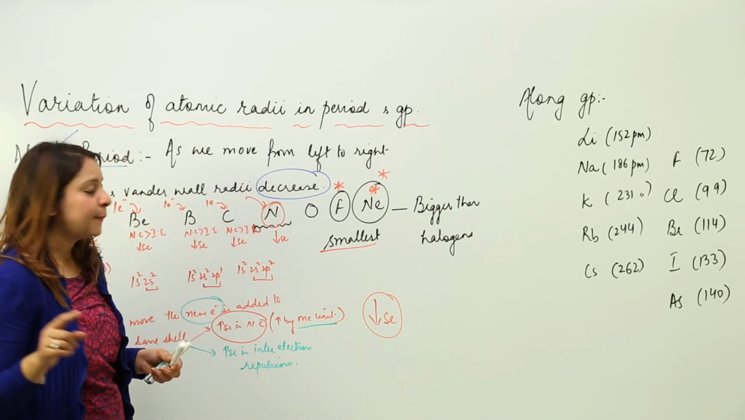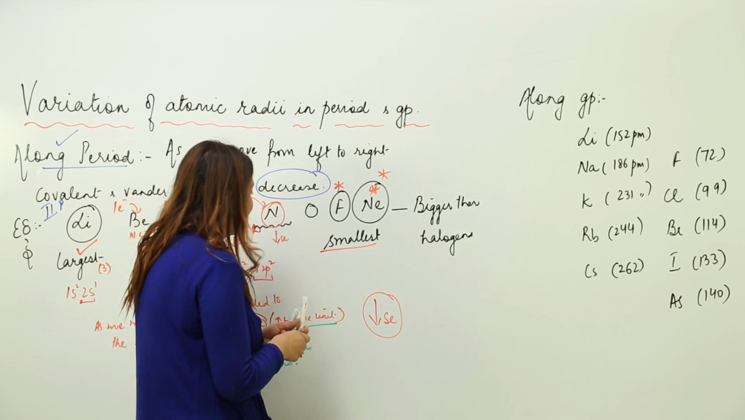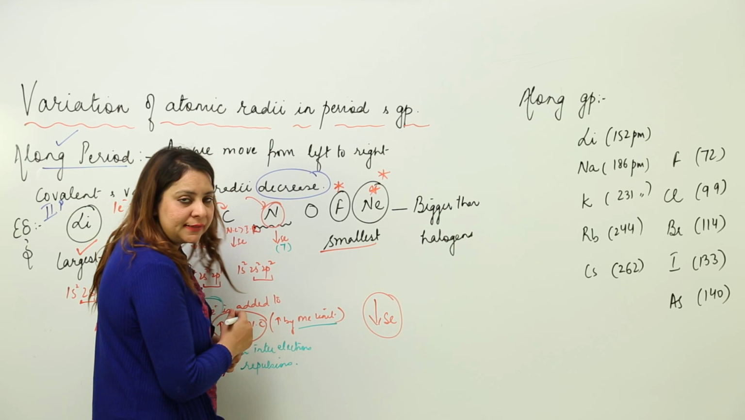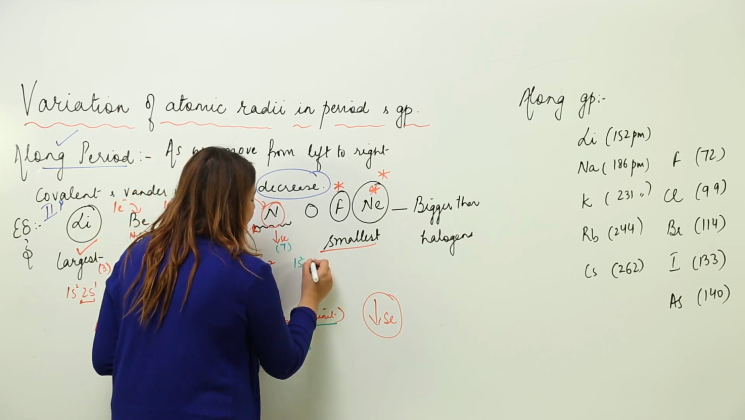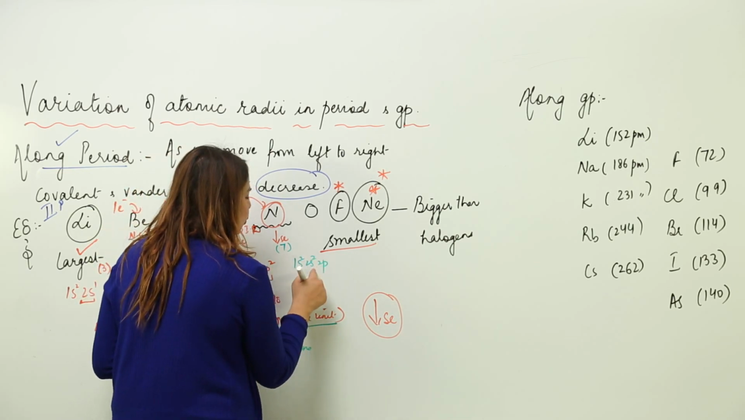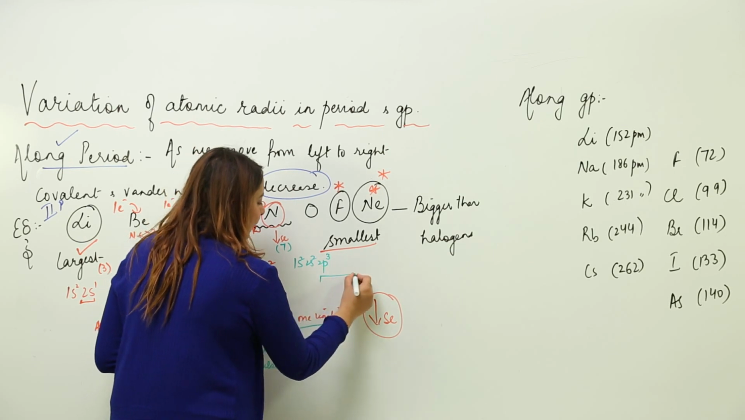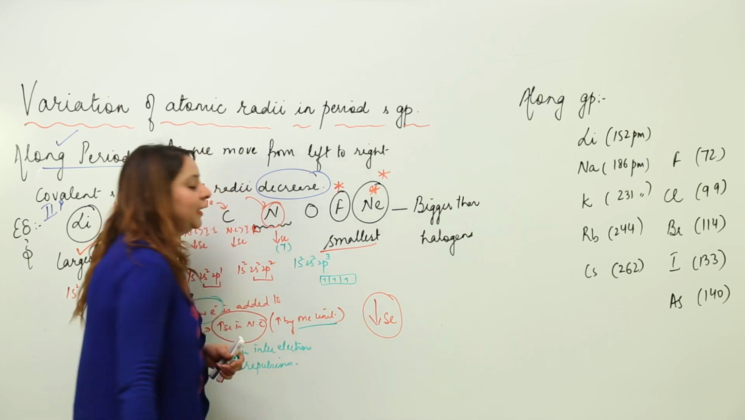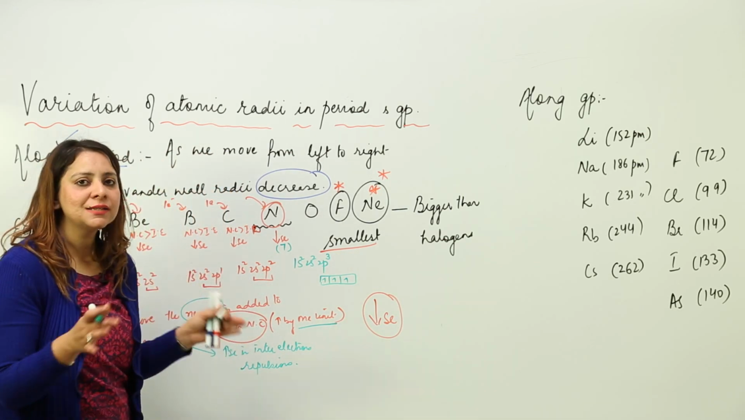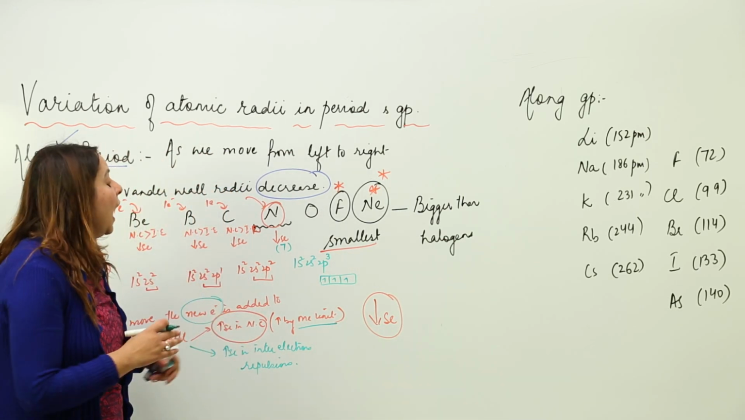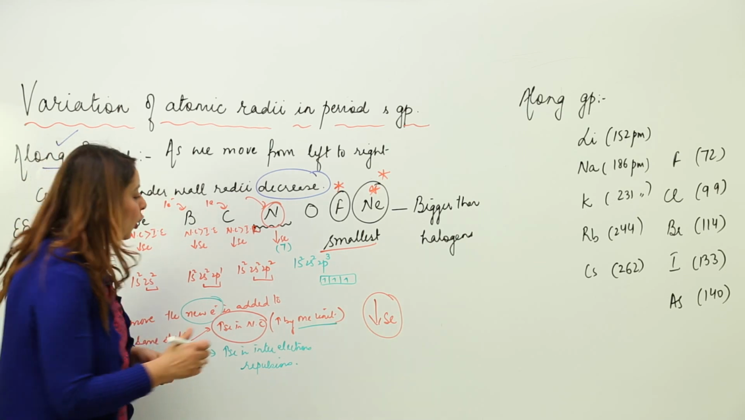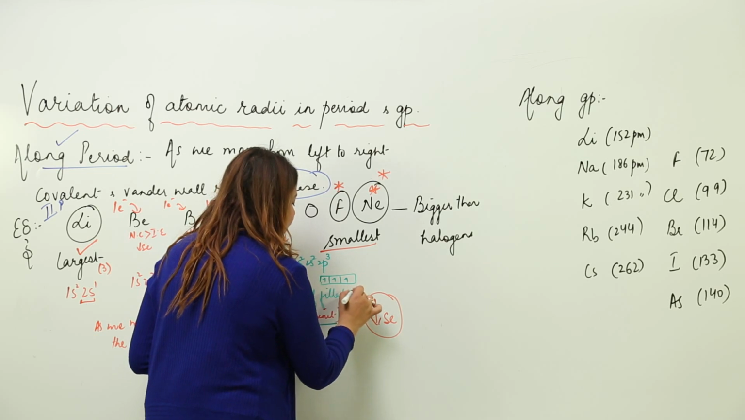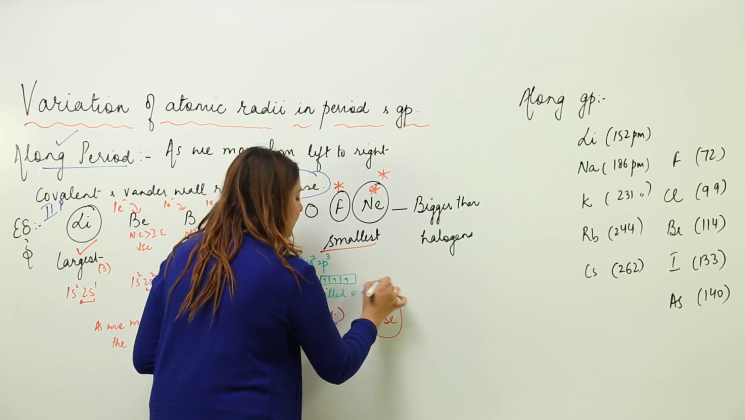But a kind of exception you will see here. If I write the electronic configuration for nitrogen, we know that its atomic number is 7, so it will be 1s2, 2s2, 2p3. That means in the 2p shell it has only 3 electrons, so they are as far apart as they can be, and moreover we know that half-filled orbitals are more stable.